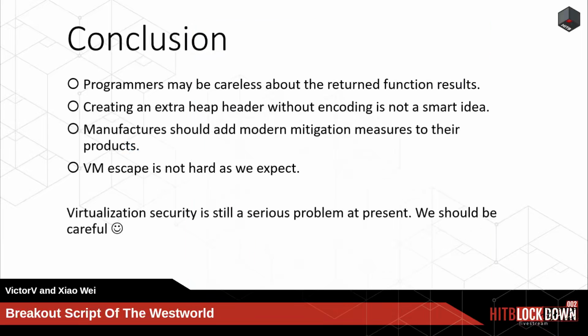So what we know, programs may be careless about the returned function results. Creating an extra heap header without encoding is not a smart idea. Manufacturers should add modern mitigation measures to their products, like ESXi should add CFG or retpoline. VMscape is not as hard as we expect. Virtualization security is still a serious problem at present. We should be careful.